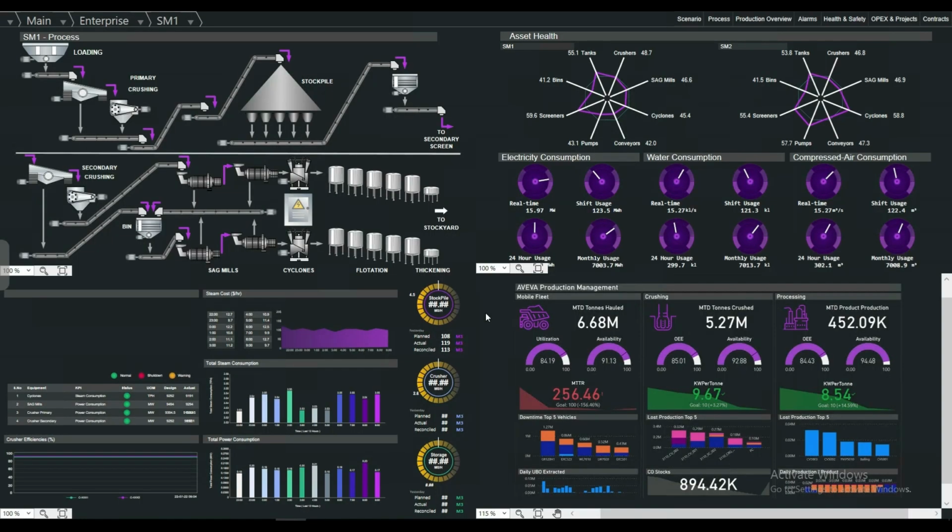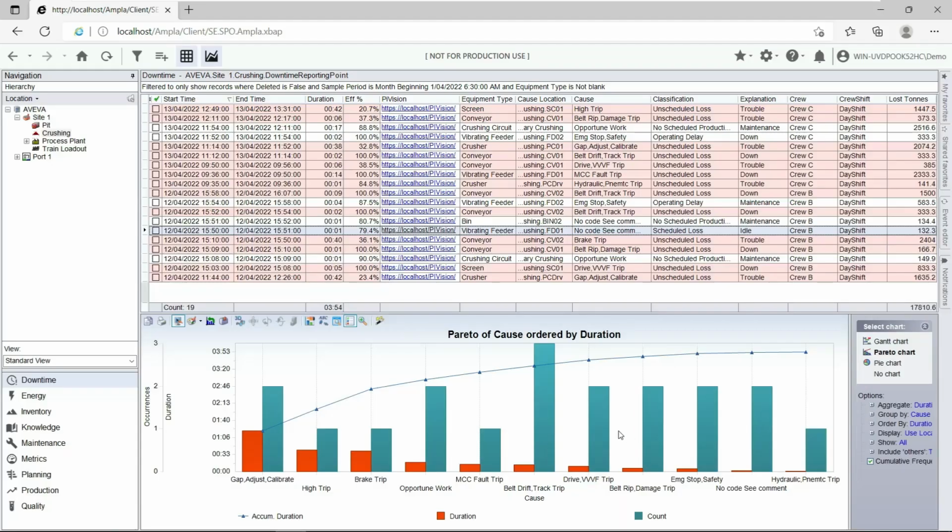Navigating back to the home screen, we now look more closely at the factors that are impacting the OEE of the crushing circuit over time. In the user's workstation, AVEVA's production management system opens again, this time to show all of the losses that have been seen in the crushing circuit.